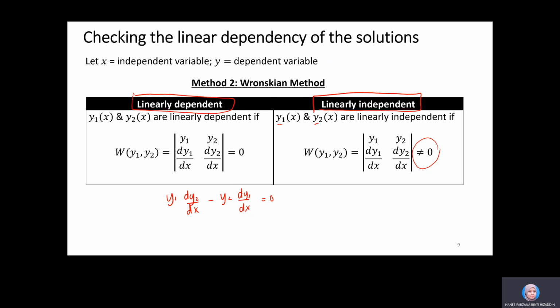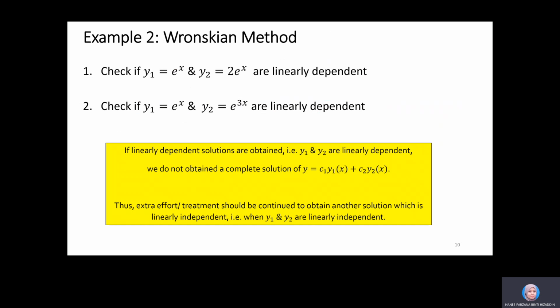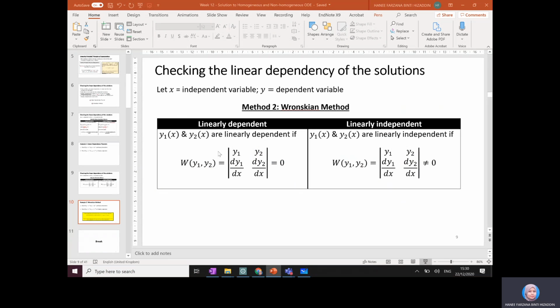This is a bit more straightforward for you to determine whether or not y1 and y2 are linearly dependent or independent. We can use the same equations as just now, although we already know the answer, but we want to demonstrate how to use the Wronskian method instead to determine the linear dependency of these equations. Okay, so we use the whiteboard.